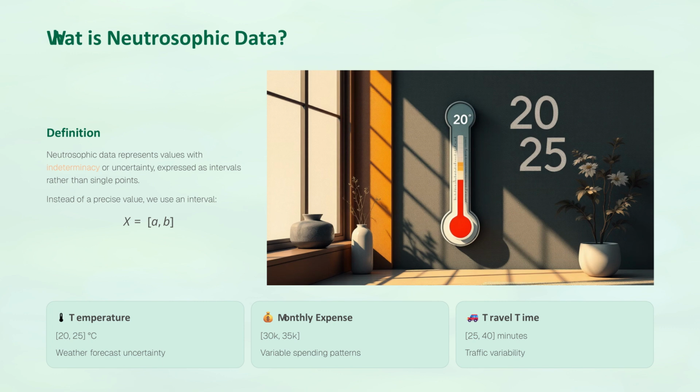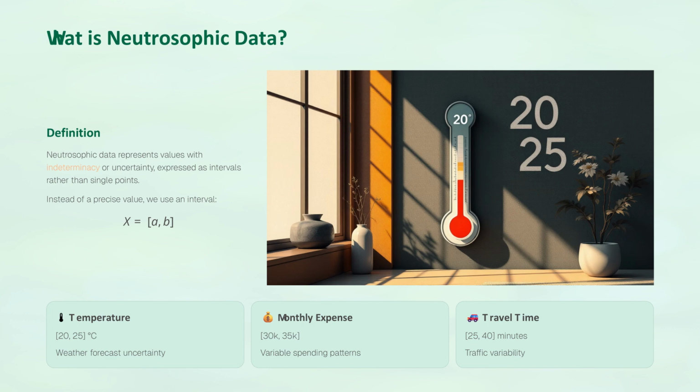Now let us understand what Neutrosophic data actually means. Neutrosophic data refers to data that contains some level of uncertainty or indeterminacy. In simple words, instead of having a single exact value, we represent the data as a range of possible values. For example, consider temperature. Instead of saying it is exactly 22 degrees, we may say it lies between 20 and 25 degrees. This range reflects uncertainty in measurement or environmental variation.